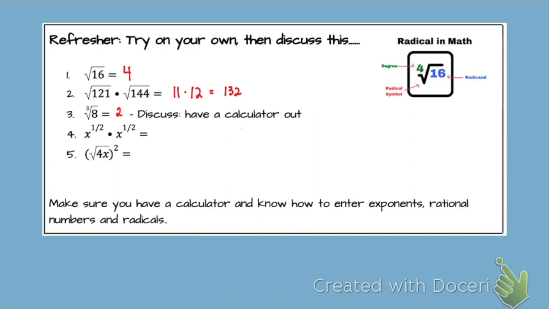For problem 4, since we are multiplying like bases, we're going to take those exponents and we're going to add them. So x to the 1/2 plus 1/2 is x to the first. I'm just going to write that as x.